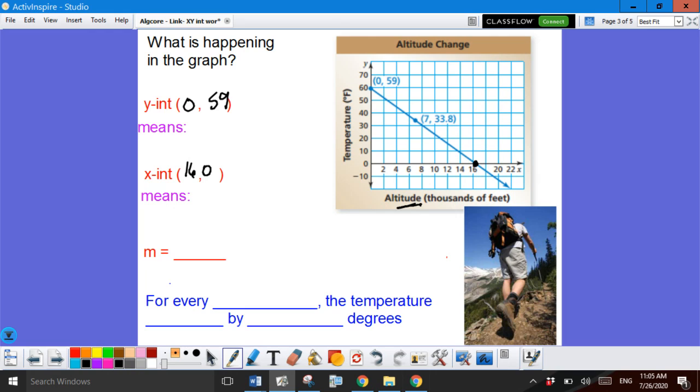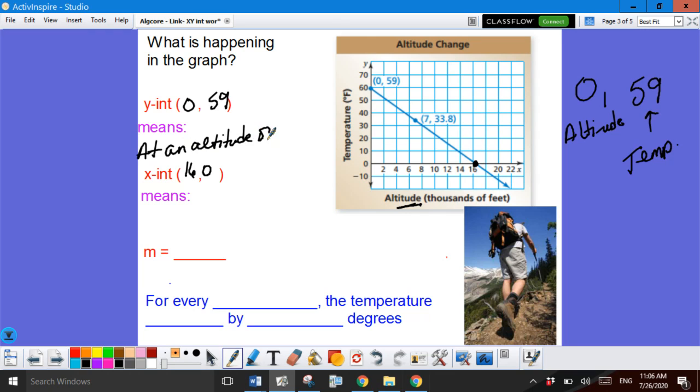Okay? Let's think about our units. So 0, 59. The 0 is my altitude, and the 59 is the temperature. So this means at an altitude of 0, the temperature is 59 degrees. And that's my starting point. So this is where I started. When I started, the temperature was 59 degrees.